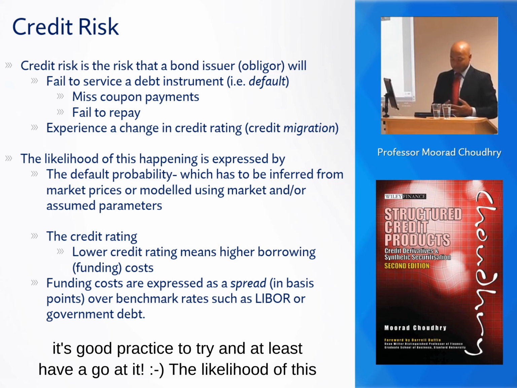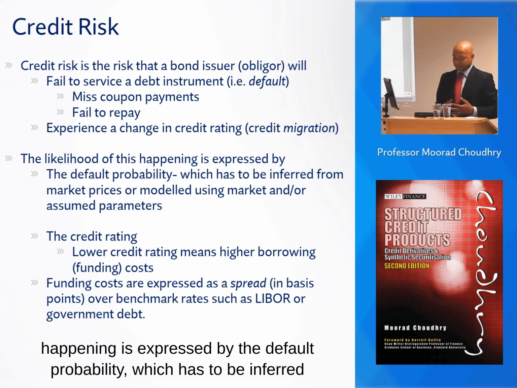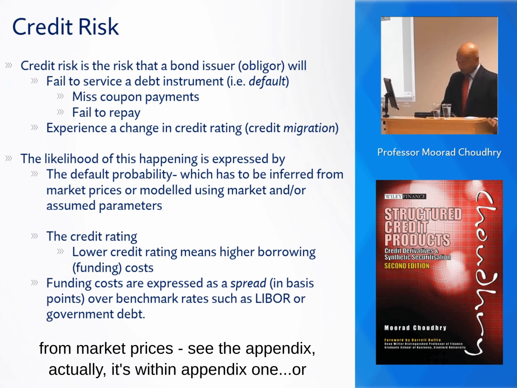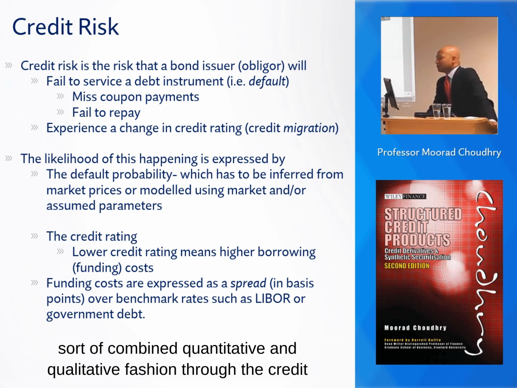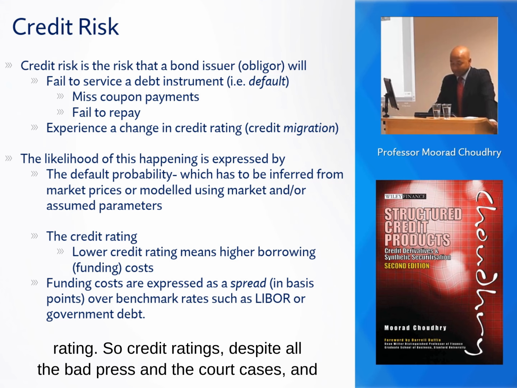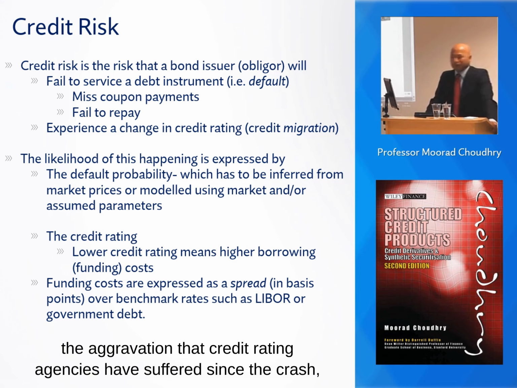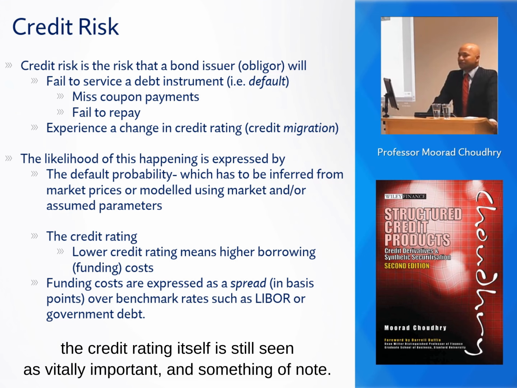The likelihood of this happening is expressed by the default probability, which has to be inferred from market prices. See the appendix. Actually, it's within Appendix 1. Or modeled using market or assumed parameters. It's also expressed in a combined quantitative and qualitative fashion through the credit rating. So credit ratings, despite all the bad press and the court cases and the aggravation that credit rating agencies have suffered since the crash, the credit rating itself is still seen as vitally important.